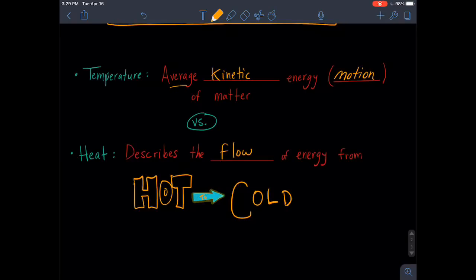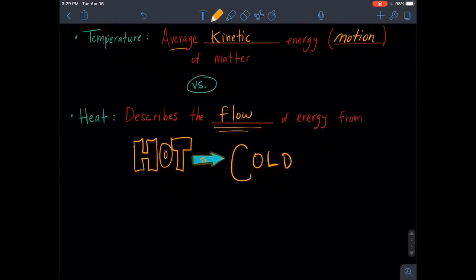So if heat is the flow of energy, temperature is how much the matter or the molecules are in motion. You can see that heat and temperature are different. So if we talk about heat, we're talking about this transfer of the kinetic energy from one place to another. So that's the main difference. And so if we heat up water, we're adding energy to water molecules. And so it will turn from an ice cube to liquid to a gas.